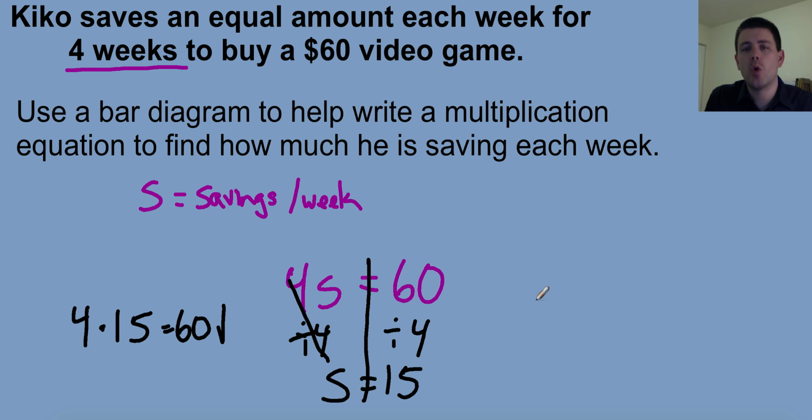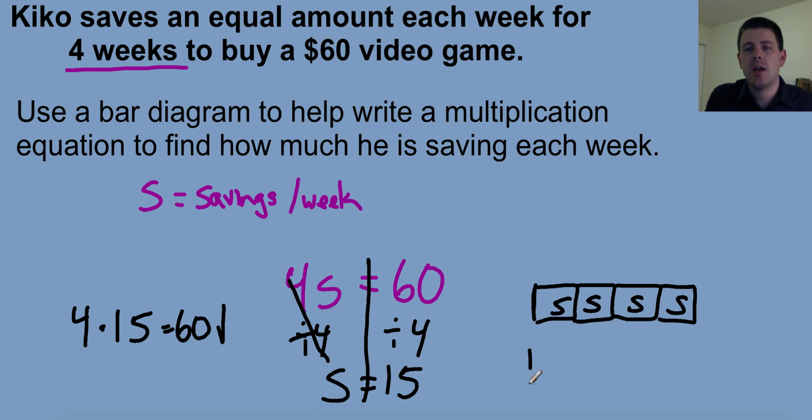Now, let's do our bar diagram. So we started with 4S. That means 4 groups that each represent 1 week of savings. 1S. 4 groups of S. And we know those 4 groups are equal to 60 in total. So this is how we show it using our bar diagram.